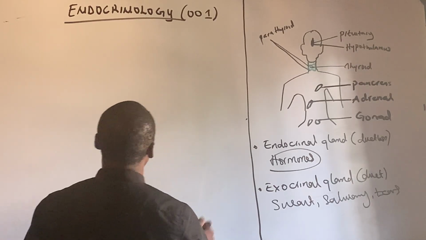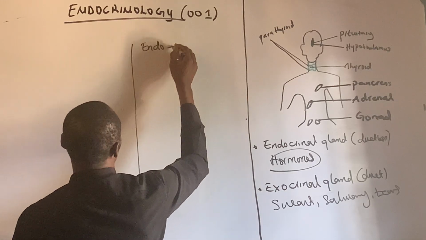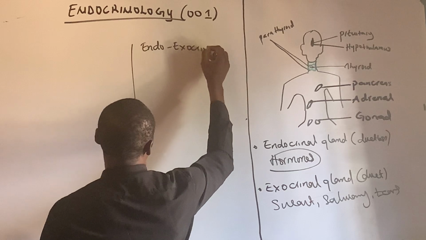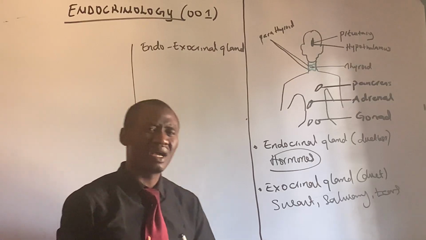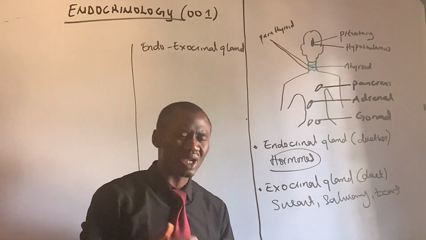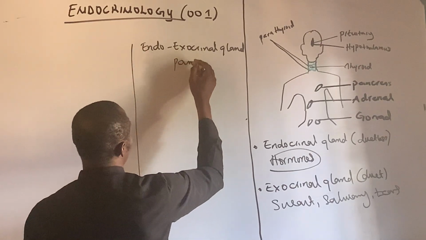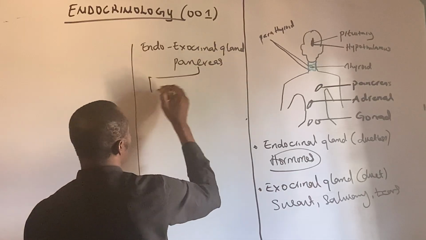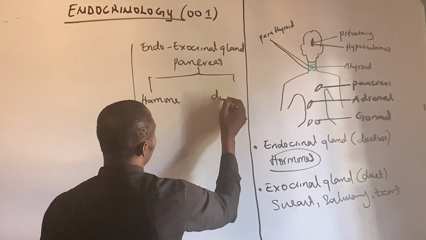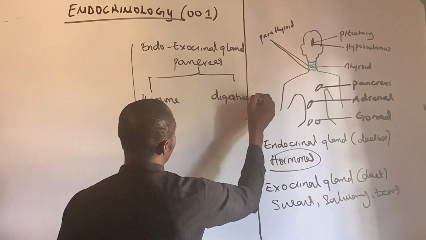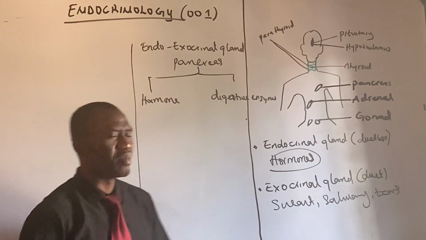And then we have what we call the endoexocrine gland. The endoexocrine gland secretes both hormones and other substances. For instance, the pancreas secretes two things. It secretes hormones, and then it secretes the digestive enzymes. These are the two major things secreted by the pancreas.